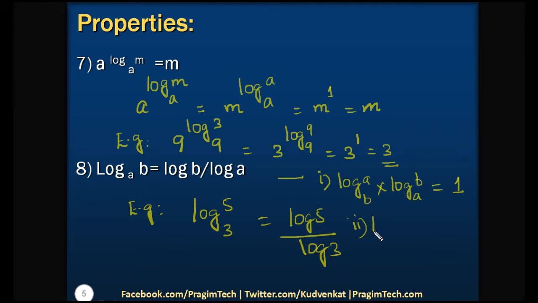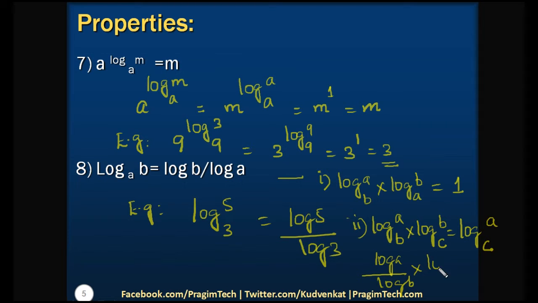One more: logarithm of a to the base b into logarithm of b to the base c. This will be logarithm of a to the base c, right? From this property, we can write it as log a by log b into log b by log c. Here we can cancel out log b and log b. So the result is log a by log c, or we can write it as logarithm of a to the base c, right?